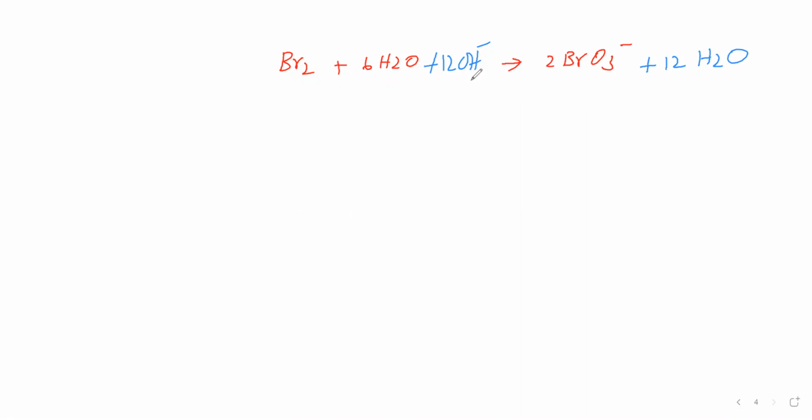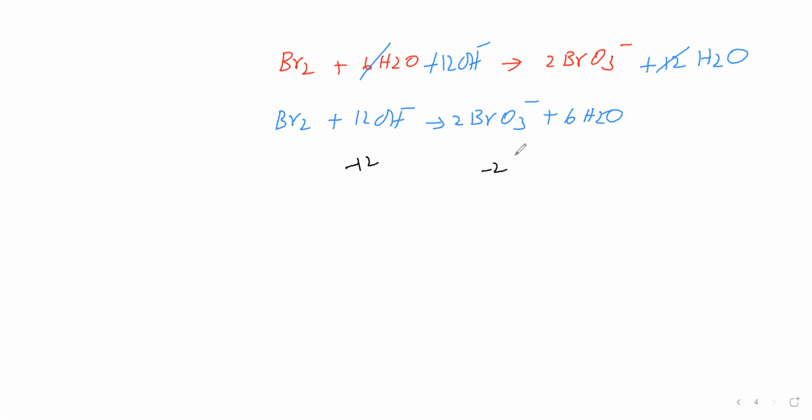Now we will cancel 6 water molecules, here 12, here 6. Remaining, you write here Br2, 12 OH minus gives 2 BrO3 minus plus 6 water molecules remain. Out of 12, 6 remain. Now we have to balance charge. Here 12 into minus 1 is minus 12 charge. Here 2 into minus 1 is minus 2. So here minus 12, whereas here minus 2.